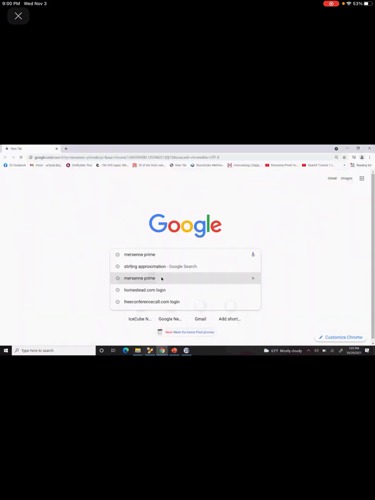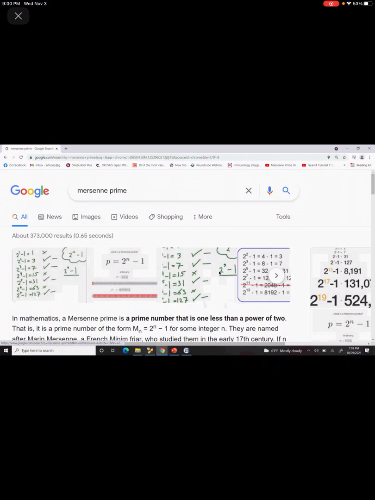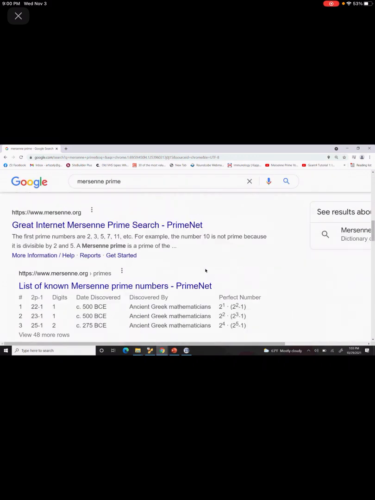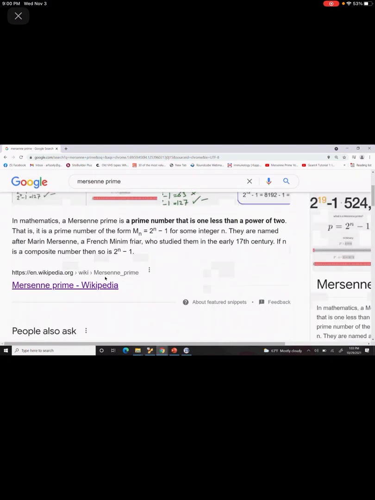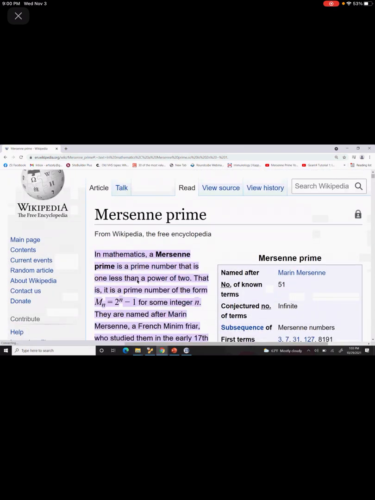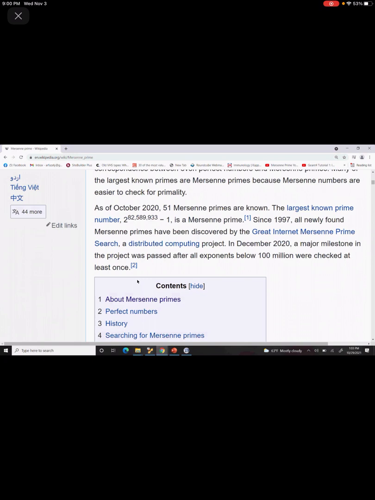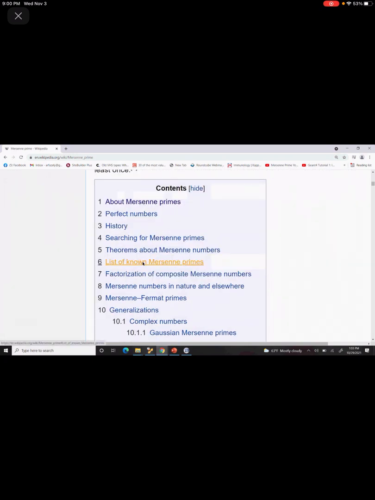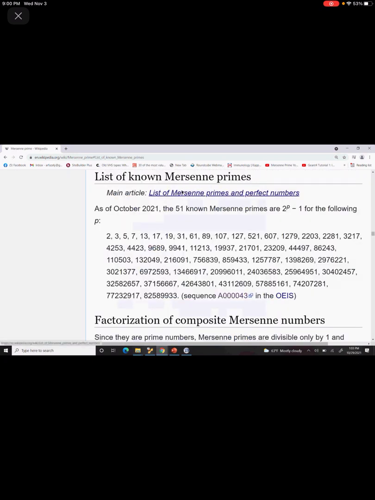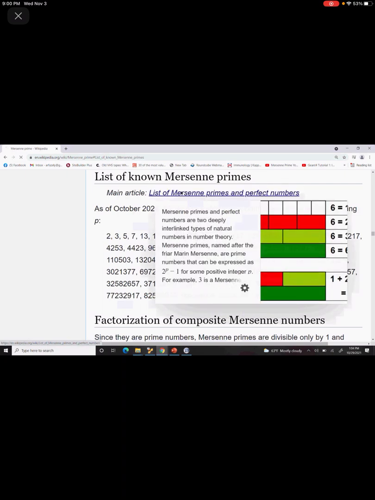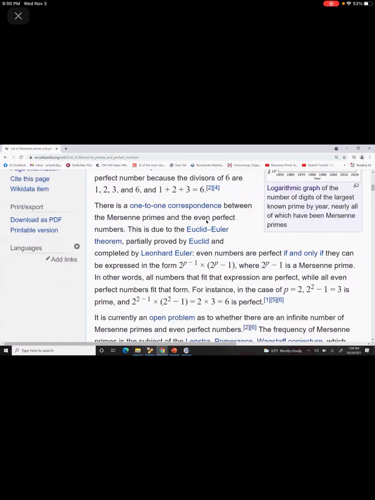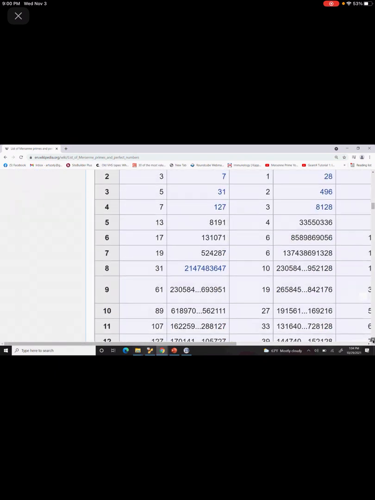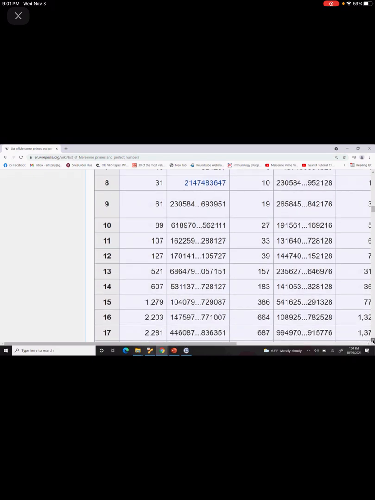Mersenne primes. Type in our Google search box, Mersenne Prime, and go to the wiki page. I said before, you go there, and it says list of known Mersenne primes. You click on that, and it says right here is a blue list of known Mersenne perfect numbers. So we go there, and here it is, and these are the Mersenne primes. So we scroll down to 19.